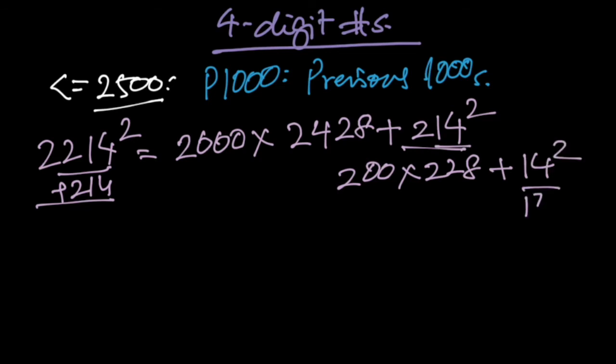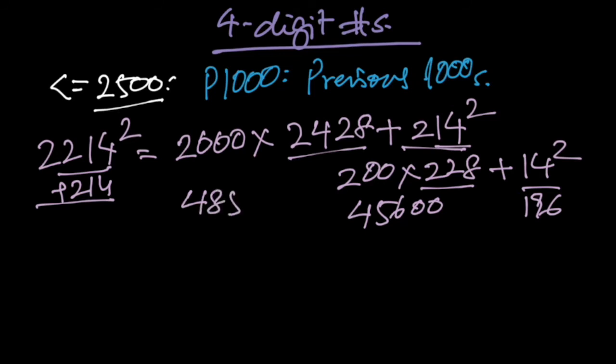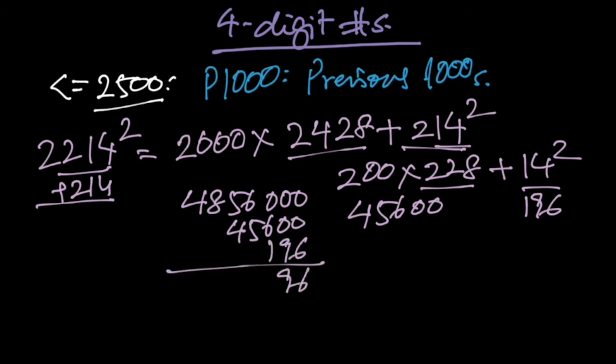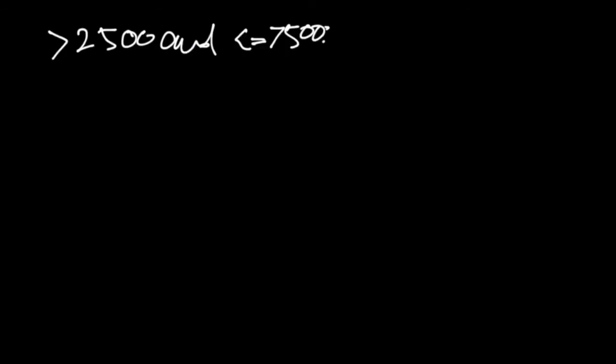So, this is 196, this thing is 456 00 and this thing is 48 56 and 000. So, here we have 456, 2 zeros and 196. So, we get 96711049. Now, let us do the next case of 4 digit numbers.